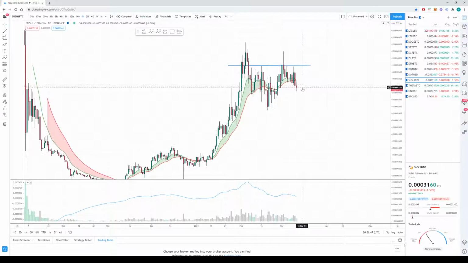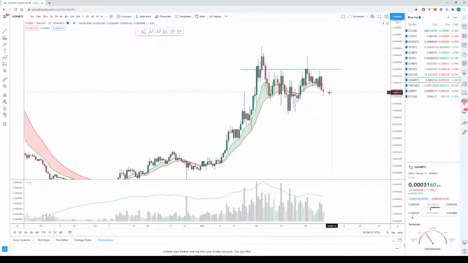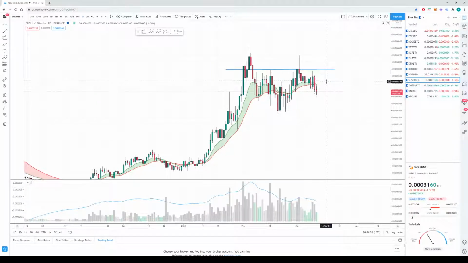Sushi, yep, just waiting for this potential formation of head and shoulders. Right now it hasn't completed it, it doesn't have to. If it does, I'll be interested in this trade if it closes above this neckline.